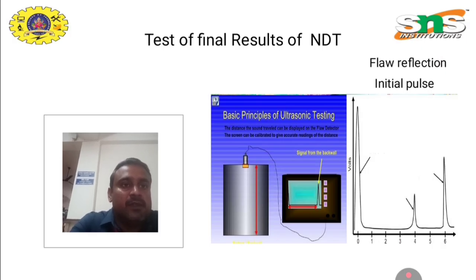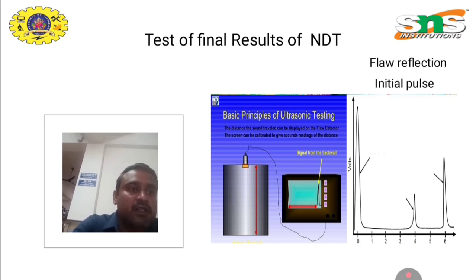So this is the basic principle of ultrasonic testing. The first one is the transmitter pulse, then the last one is the receiver pulse. The middle part of the signal is the defect pulse, plus the front reflection and initial pulse.